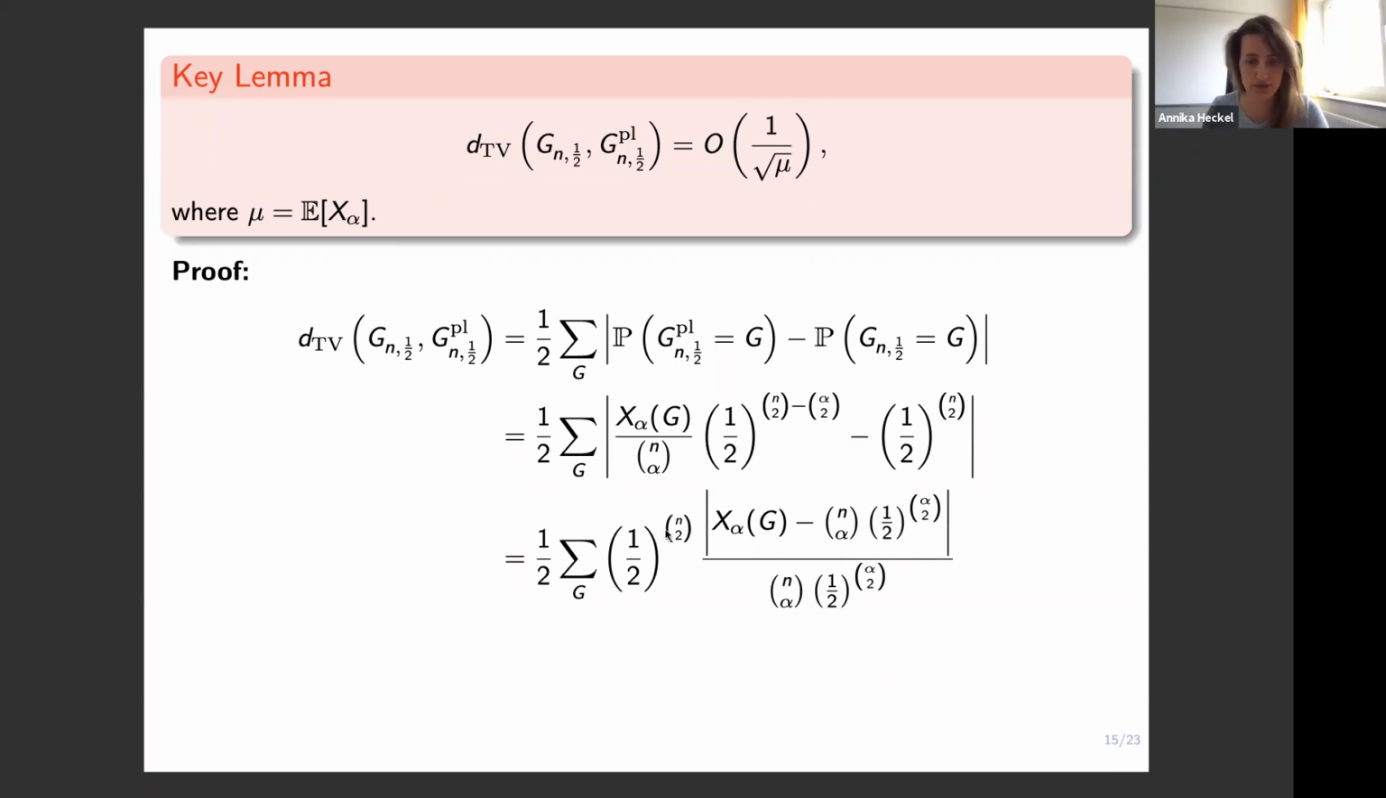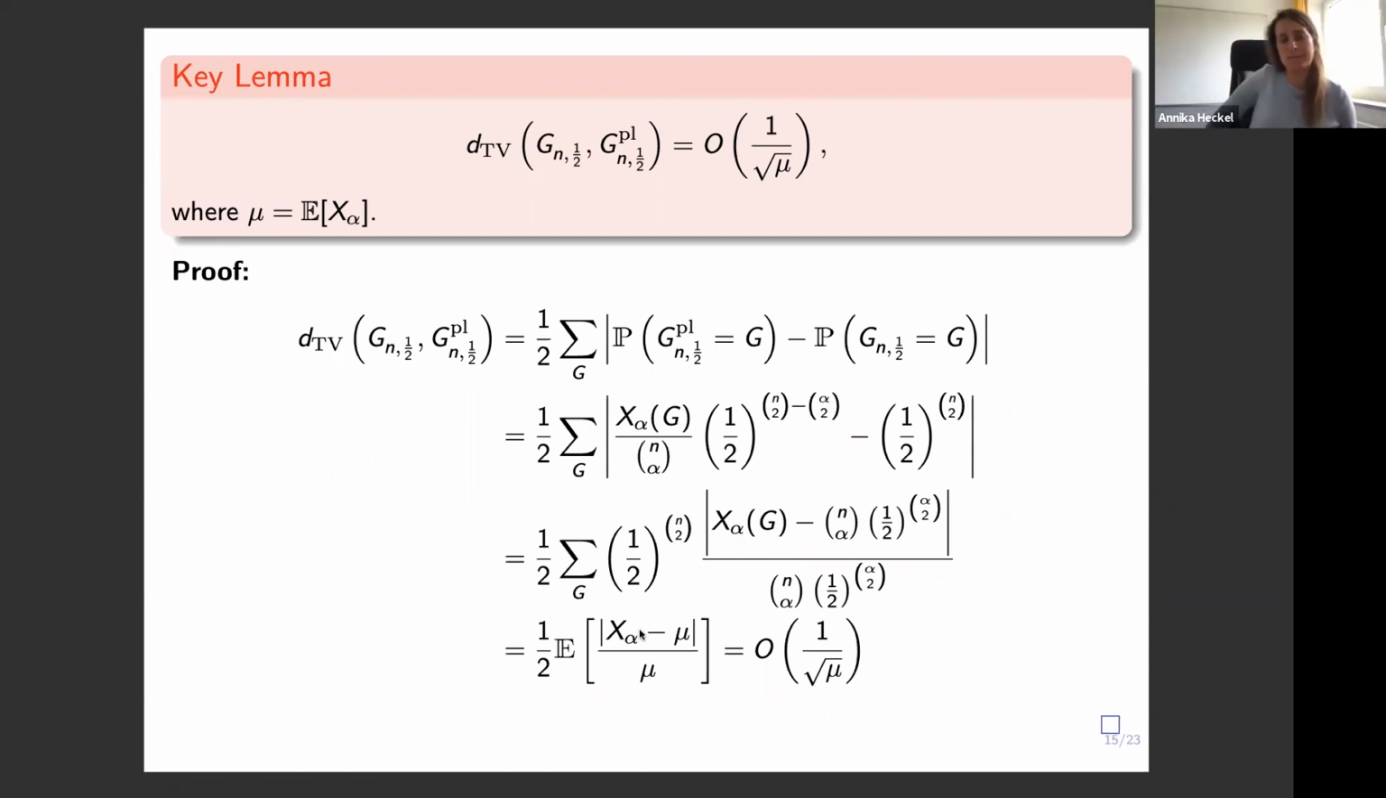I want to pull out 1/2 times n choose 2 here, and then here we're left with X alpha of G minus mu, where mu is the expected number of alpha sets, and here this is also mu. So we come out at exactly 1/2 times the expected absolute deviation of X alpha from its mean, over its mean. Okay, and we know X alpha is Poisson distributed with mean mu, so this is actually of order root mu, but we don't need the Poisson distribution.